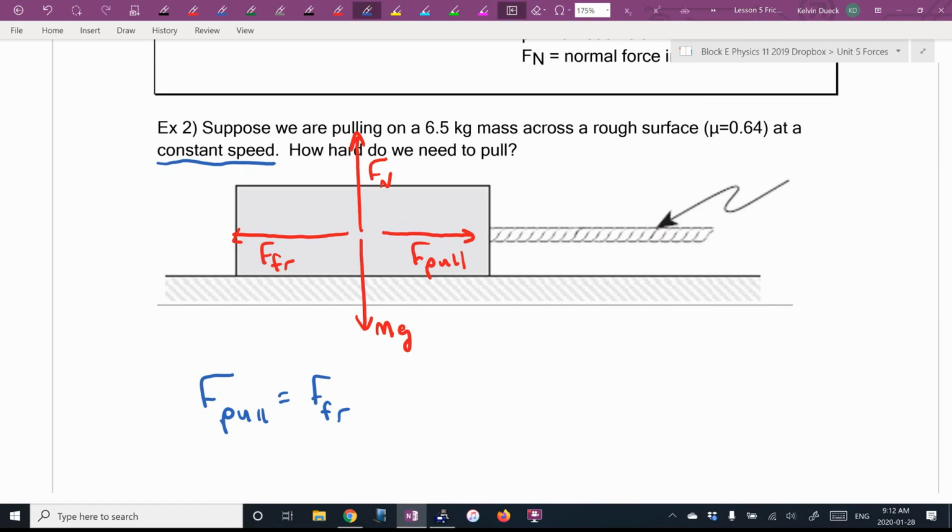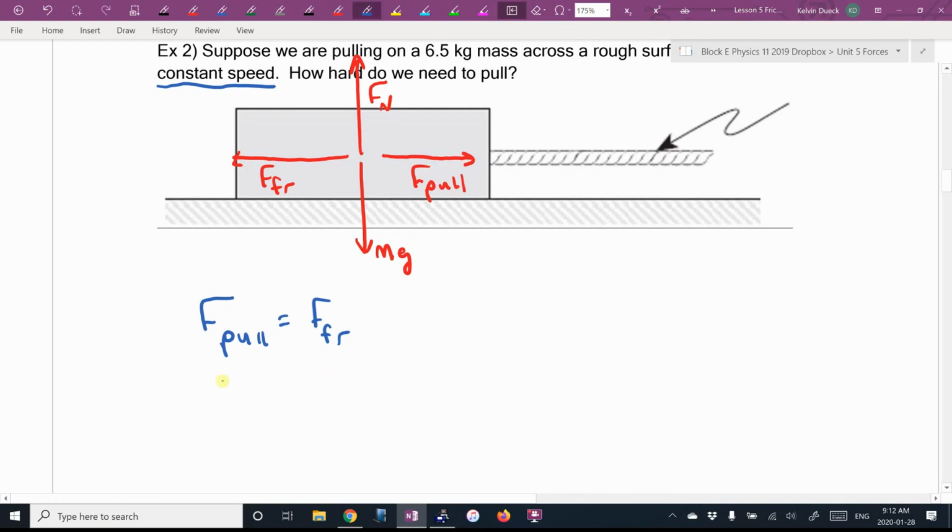Okay. It wants me to find F pull. I can't find F pull, but what I can find is friction, which must be the same size as F pull. What's my new equation? Friction is what times what? It's in the box right up there. I've scrolled down. Mu times the normal force. And so whenever I say friction is what times what, your response can be mu times the normal force. So I'm going to say mu times the normal force.